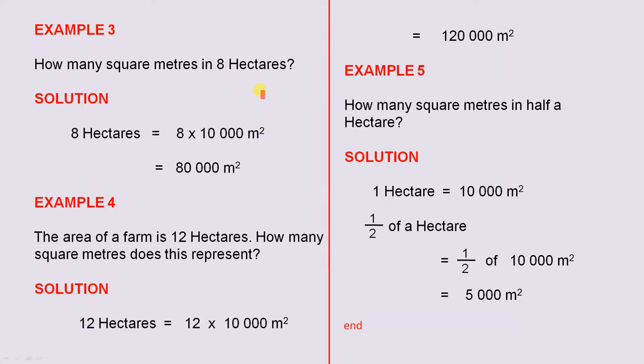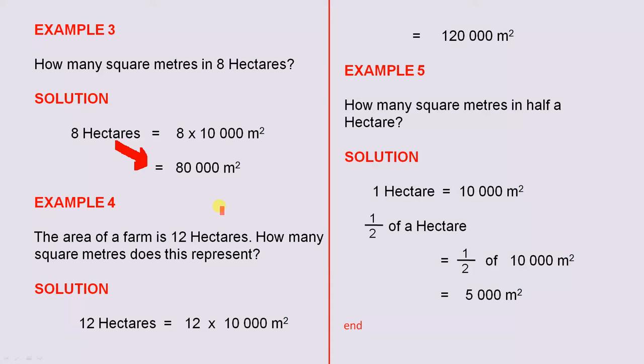How many square metres in 8 hectares? So 8 hectares gives us 8 times 10,000 square metres, because 10,000 square metres represents 1 hectare, so 8 will be 8 times that amount. And that's 80,000 square metres. So 8 hectares is 80,000 square metres.